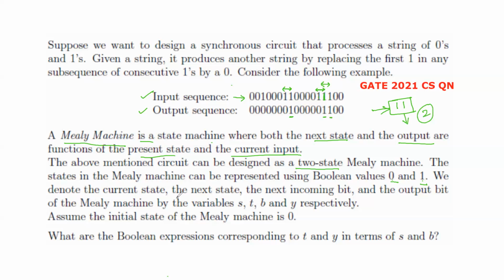We denote the current state, the next incoming bit, and the output bit of the Mealy machine by the variables S, T, B, and Y respectively. Assume the initial state of the Mealy machine is 0. What are the Boolean expressions corresponding to T and Y in terms of S and B?